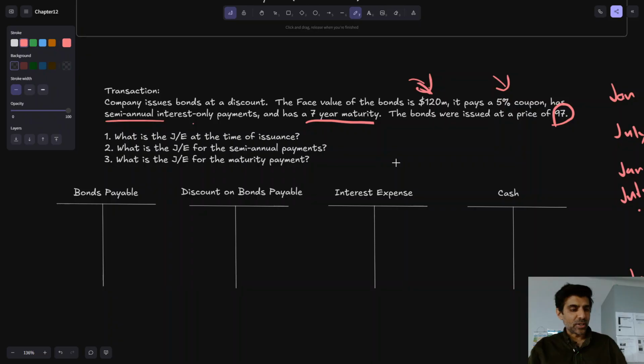There are now several questions. Number one, what is the journal entry at the time of issuance? We know that the bond is issued at 97.